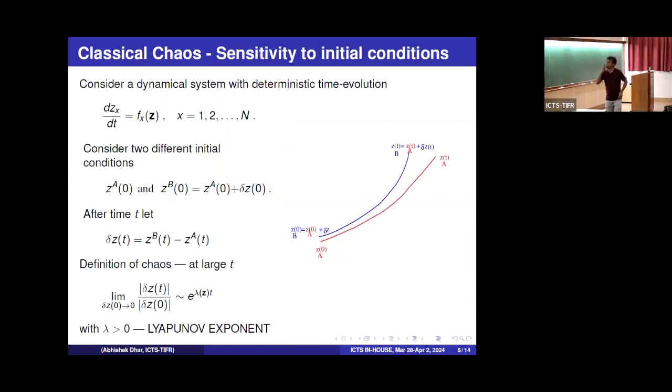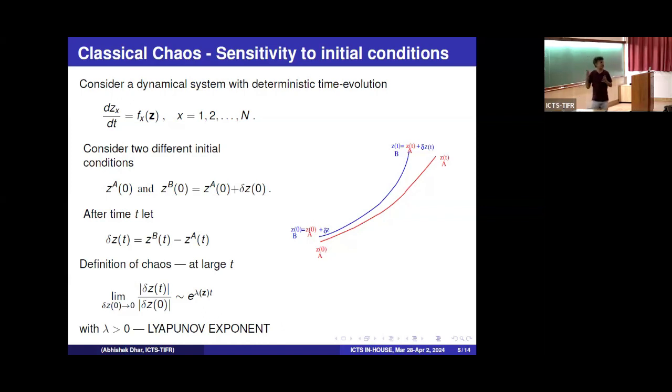The precise definition of chaos is this. Let's say you have some dynamical system which has n degrees of freedom, described by first-order differential equations, which should typically be nonlinear. If you start from 2 different initial conditions, let's say ZA0 and ZB0, which differ by a very small amount, then you find that after some time they start diverging. For the precise definition, you also need the initial difference to go to 0. It should be an infinitesimal difference.